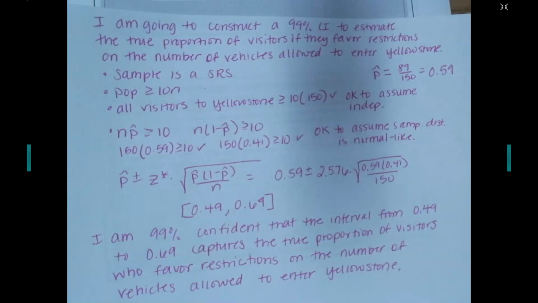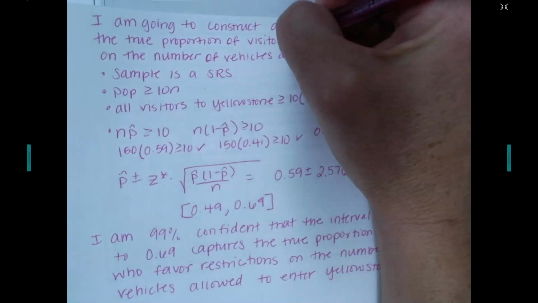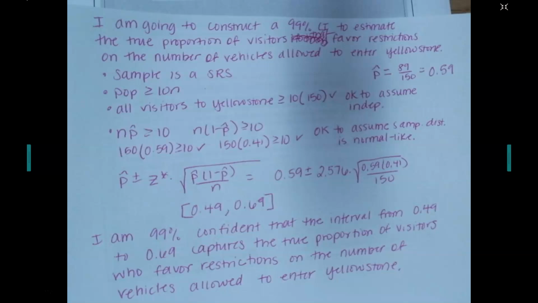Okay, hopefully you started with an introduction, which is just a restatement of the question. So I am going to construct a 99% confidence interval to estimate the true proportion of visitors that favor restrictions on the number of vehicles allowed to enter Yellowstone. Okay, so it's just a restatement of the question. It's a, hey, this is what I'm going to do. I know I'm doing a confidence interval. I know this is the level, and I know this is what I'm trying to find.